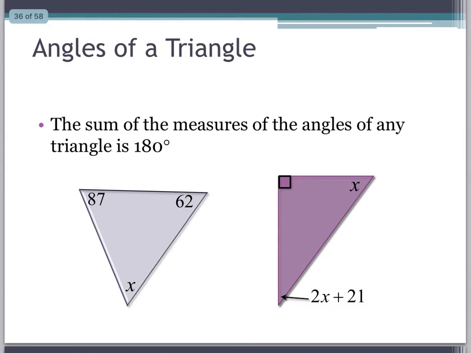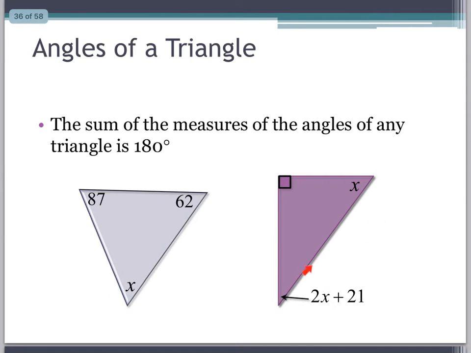Last slide for today, angles of a triangle. It's real important here. The sum of the measures of the angles of any triangle is 180 degrees. I don't care what you draw that triangle like. It's always going to be 180 degrees. So you can find the third one, right? So add your 87, add your 62, subtract from 180 to find x.